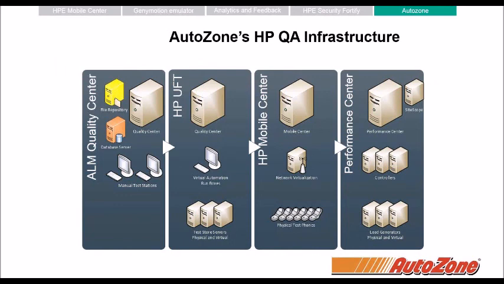So our QA infrastructure probably is very similar to some of the other users that are in the audience right now. We have our big Quality Center implementation here in Memphis. We also have servers for UFT. We have test stores that we run automated testing on. We have the Mobile Center product with network virtualization, which is the Shunra NV product. We also have Performance Center integrated into our environment.